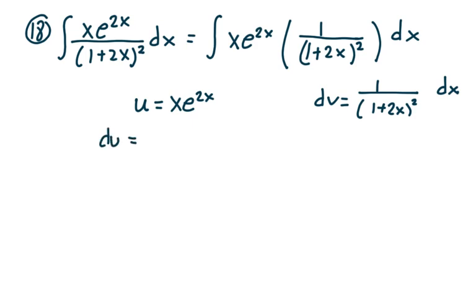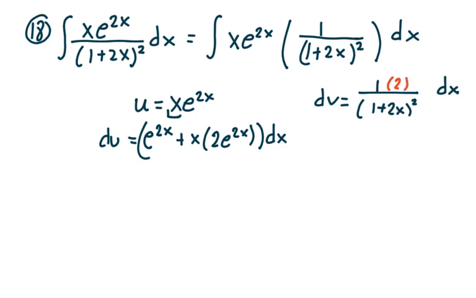du is e to the 2x, right? So the derivative of x times e to the 2x is e to the 2x plus x times 2e to the 2x dx. So that's just product rule. Now, what's the derivative of 1 plus 2x? That's 2. So I want to multiply the numerator by 2. But if I multiply the numerator by 2, I got to multiply the denominator by 2.